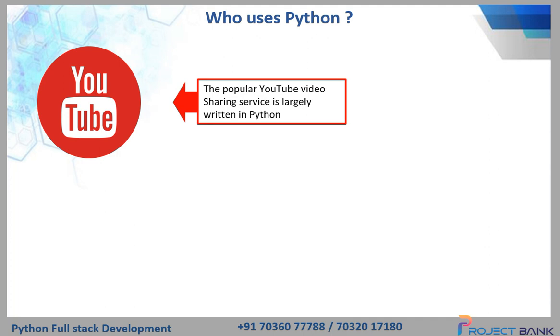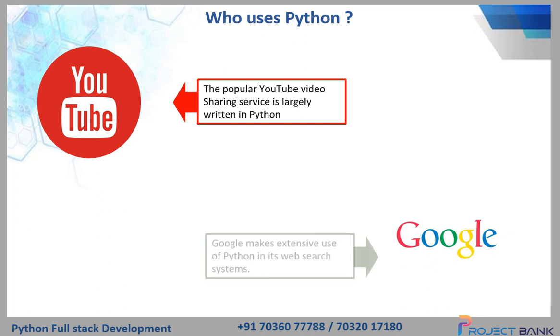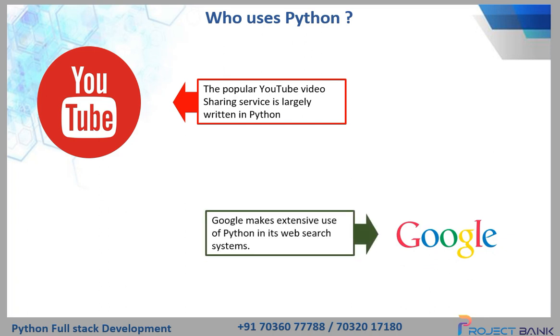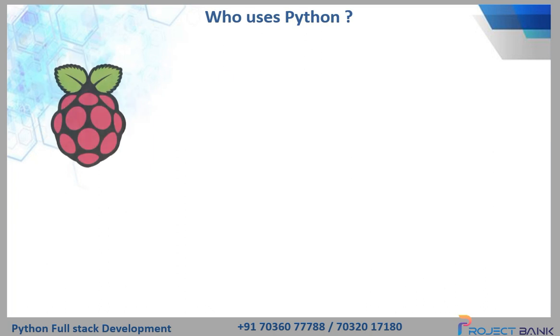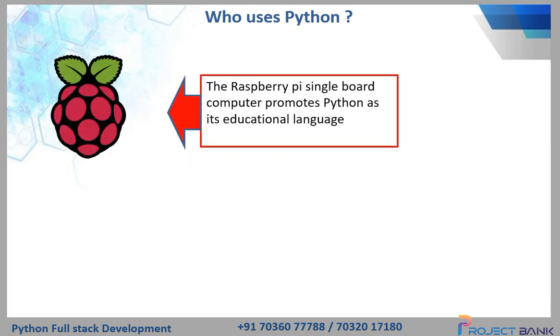Everybody knows about YouTube. The popular YouTube video sharing service is largely written in Python. Google also makes extensive use of Python in its web search. And as I already discussed, you can implement Internet of Things applications, like working with various sensors, ultrasonic sensors, IR sensors, motion sensors, read the sensor data, access it and process it, which is possible by using Arduino as well as the Raspberry Pi.